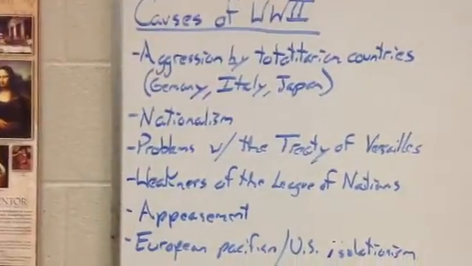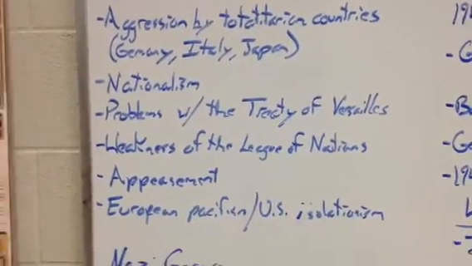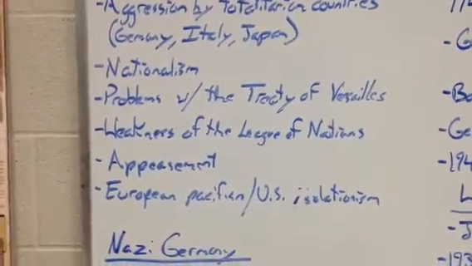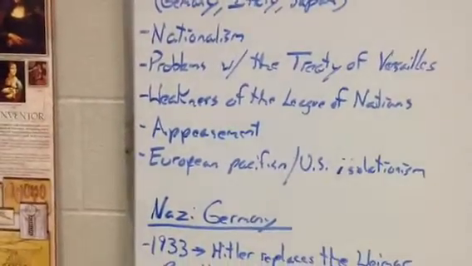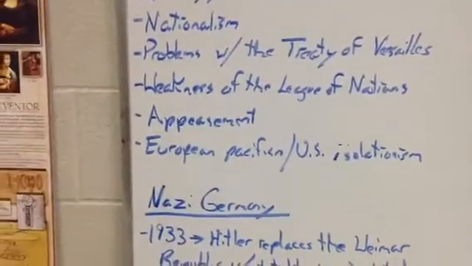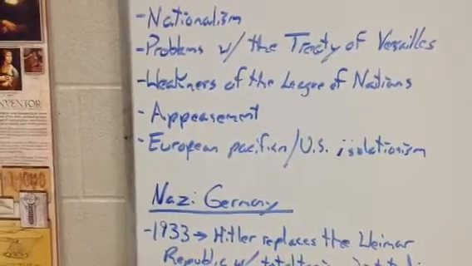You have the rise of nationalism once again. Problems with the Treaty of Versailles are leading Germany down the path of war. Weaknesses in the League of Nations leave it unable to prevent any kind of war. You have problems with appeasement, which is a term we'll get to here in a second. The Europeans are being pacifists, which means they are trying their best to avoid another repeat of World War I.